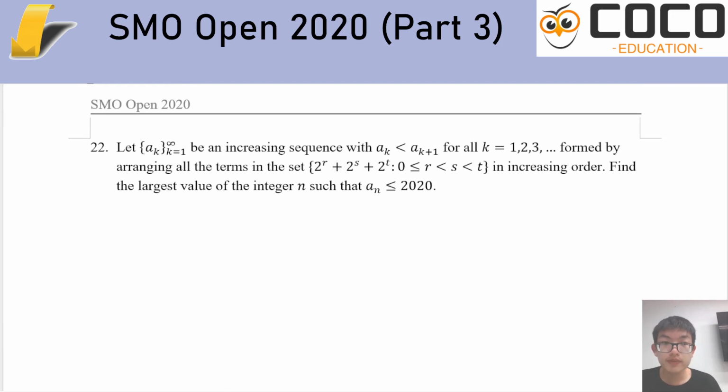Question 22. This is an increasing sequence formed by arranging all the terms in this set in increasing order. The set comprises the sum of three distinct powers of 2. So add up three different powers of 2. What's the largest value of the integer n such that a_n is less than or equal to 2020? That means how many terms are under 2020, because it's increasing, so how many can you find before you exceed 2020?